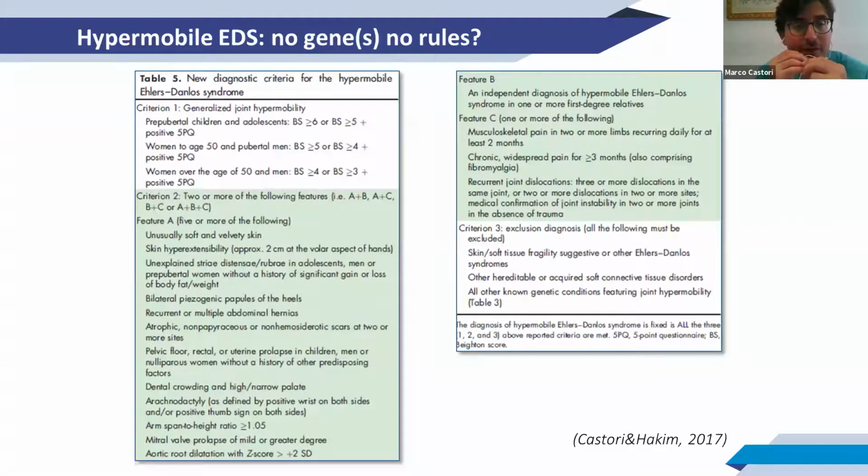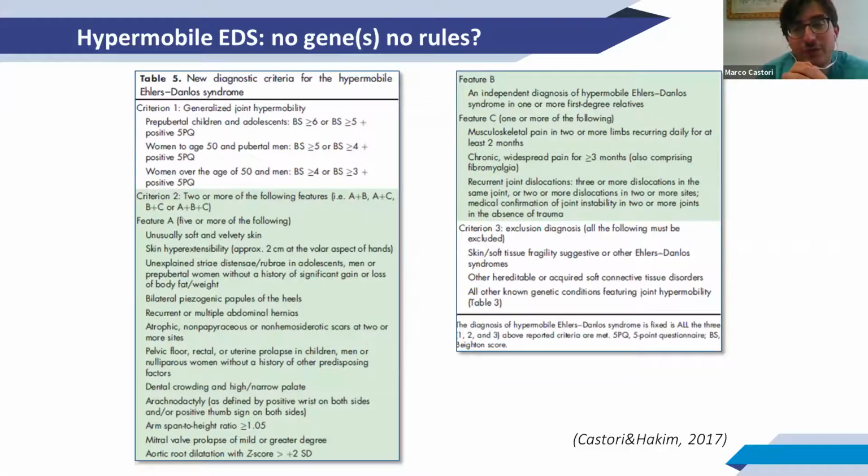Anyway, in the absence of generalized joint hypermobility, it's not possible to formalize a diagnosis of hypermobile EDS. Criterion 2 needs the presence of at least two among systemic involvement, 1, family history, 2, and specific musculoskeletal manifestation, 3. In the absence of a clear family history, you need feature A and feature C. So systemic involvement and musculoskeletal manifestations. Systemic feature A represents the pleiotropic nature of hypermobile EDS.